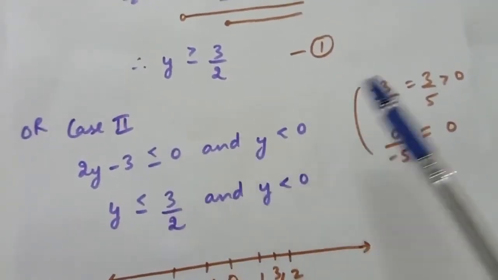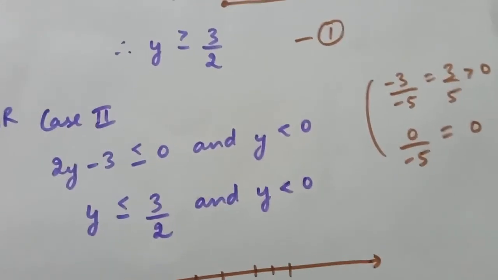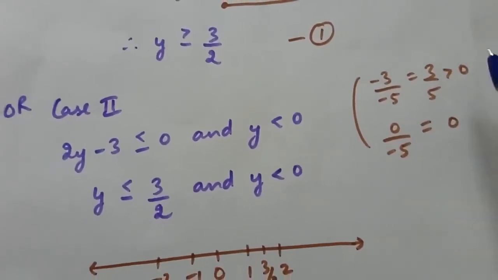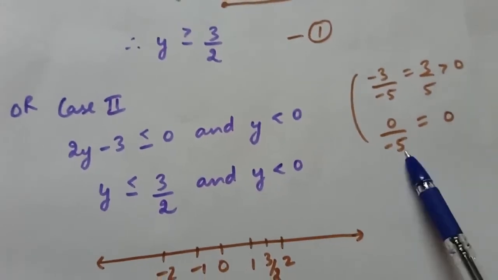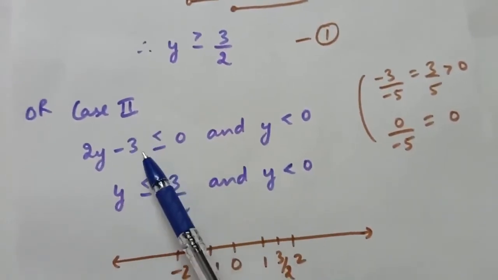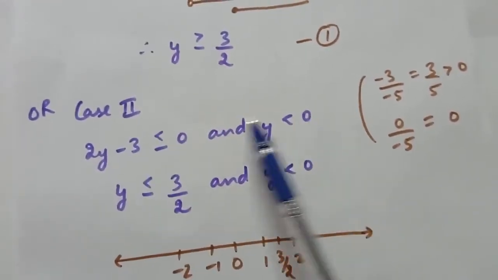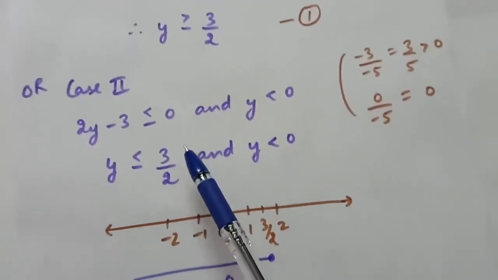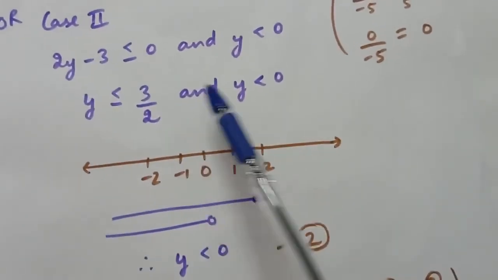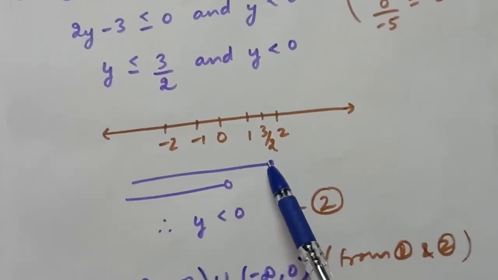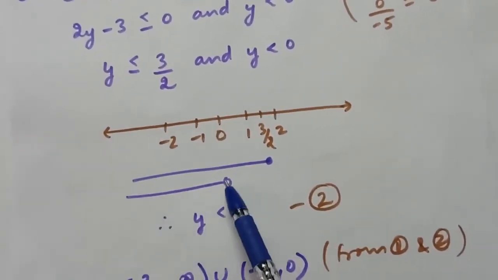Case 2 is if both of these are negative. If suppose the numerator and denominator both are negative, then they will become greater than 0, that is positive, which we want. And also in this case, the numerator can be 0 but the denominator cannot be 0. Therefore, the second case is both are less than 0, taking the numerator as equal to 0 also. So you will get y less than or equal to 3 by 2 and y less than 0. And the intersection of these will be y less than 0.